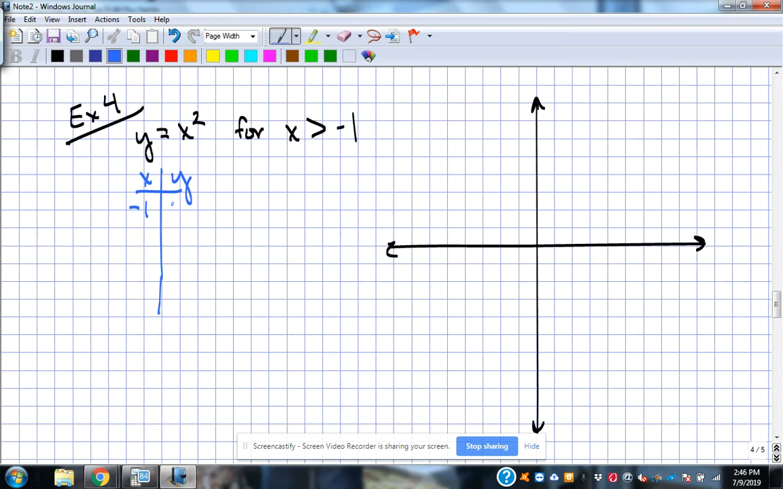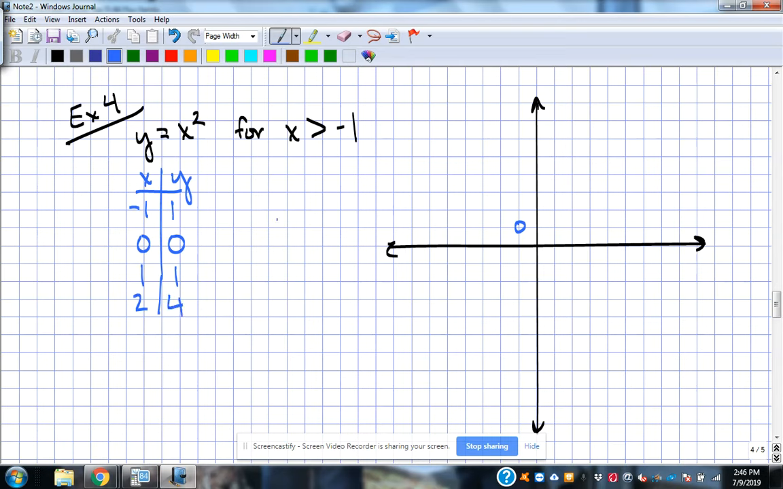-1 squared would be 1. So we go to (-1, 1). We're going to put an open circle because that point is not included, because there's not an equal to mark on the inequality. And then we'll just pick some x values that are greater than -1. 0, 1, and 2 should get us a good shape out of that. So 0 squared is 0, 1 squared is 1, 2 squared is 4.